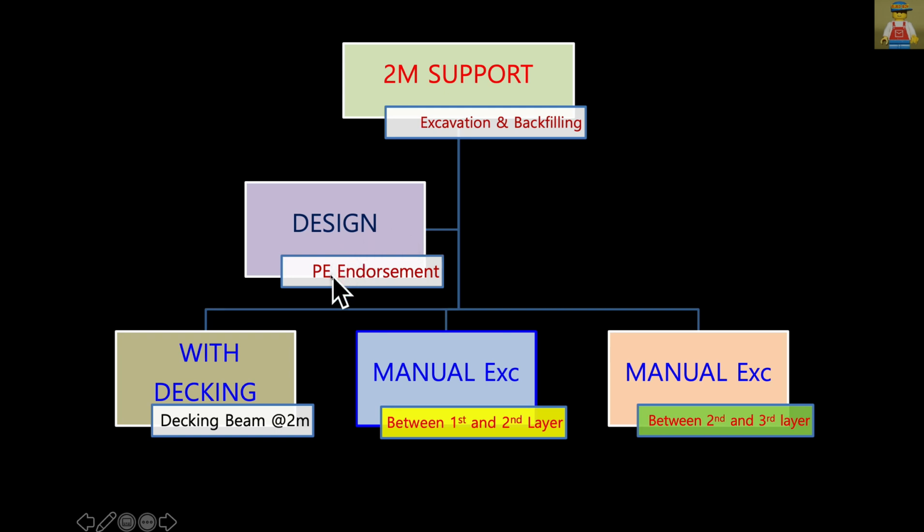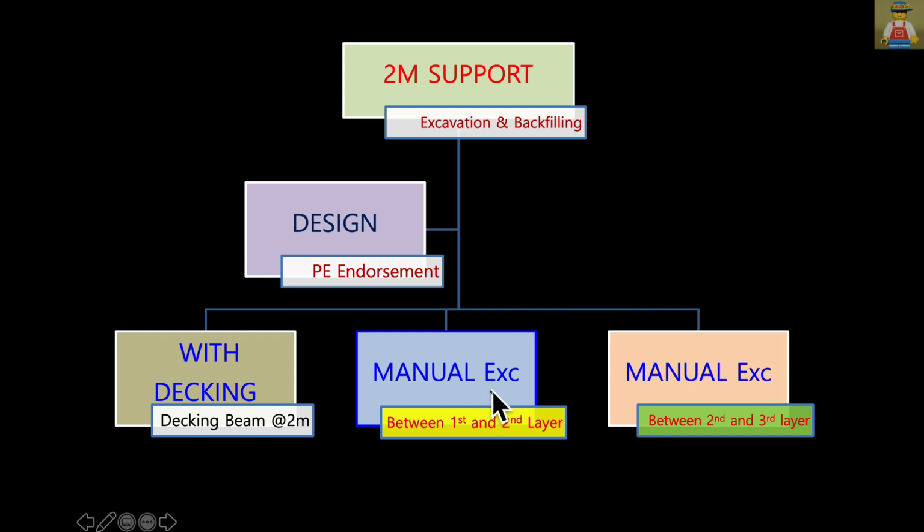The PE needs to endorse. There are heavy and light utilities, but normally if we support every 2 meter, it can cover all. And when installing utility, there is a decking or there is no decking. So I'll show you the drawing and the photos. The video shows the decking with the utility support.